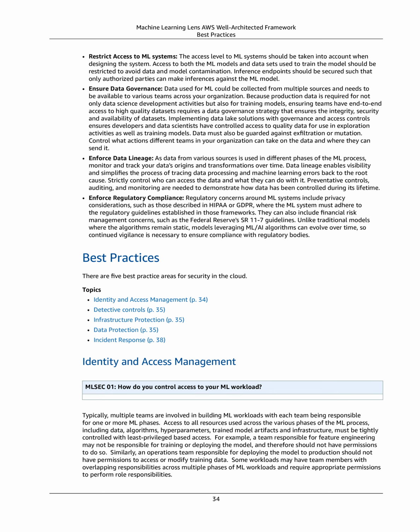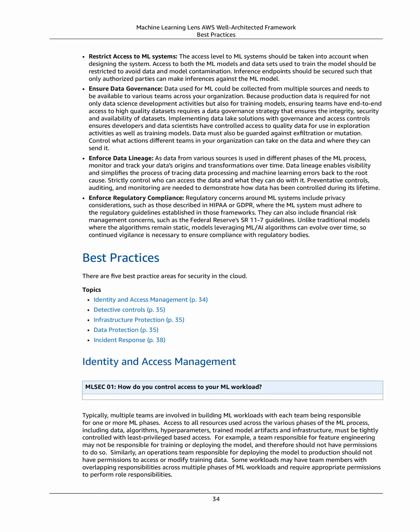Ensure data governance. Data used for ML could be collected from multiple sources and needs to be available to various teams across your organization. Because production data is required for not only data science development activities but also for training models, ensuring teams have end-to-end access to high-quality datasets requires a data governance strategy that ensures the integrity, security, and availability of datasets. Implementing data lake solutions with governance and access controls ensures developers and data scientists have controlled access to quality data for use in exploration activities as well as training models. Data must also be guarded against exfiltration or mutation. Control what actions different teams in your organization can take on the data and where they can send it.